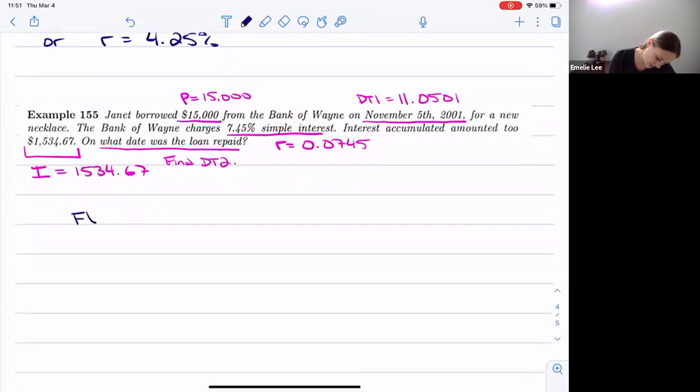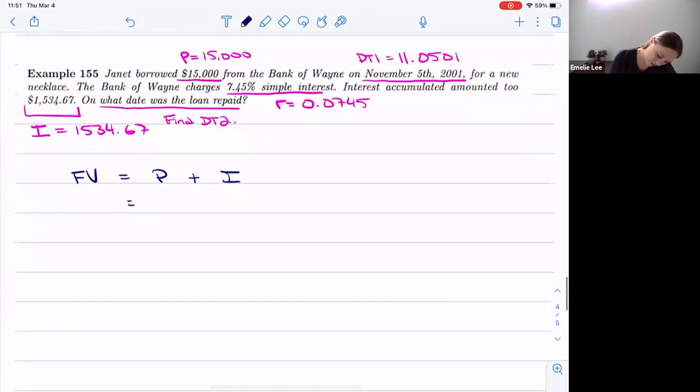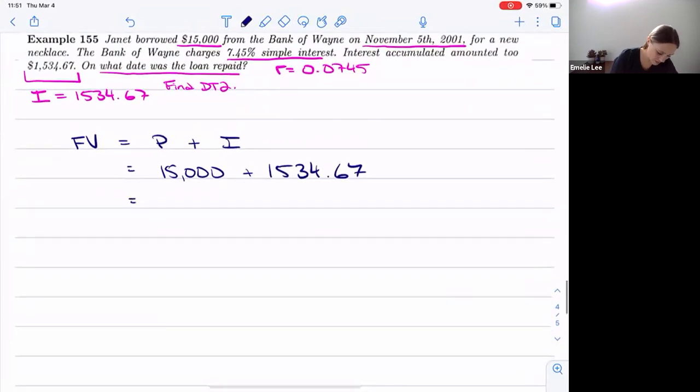For me, I know that the future value is P plus I. So the future value then is 15,000 plus 1,534.67, so 16,534.67. I know. Are you impressed I did that in my head? Probably not. I am. Wow.